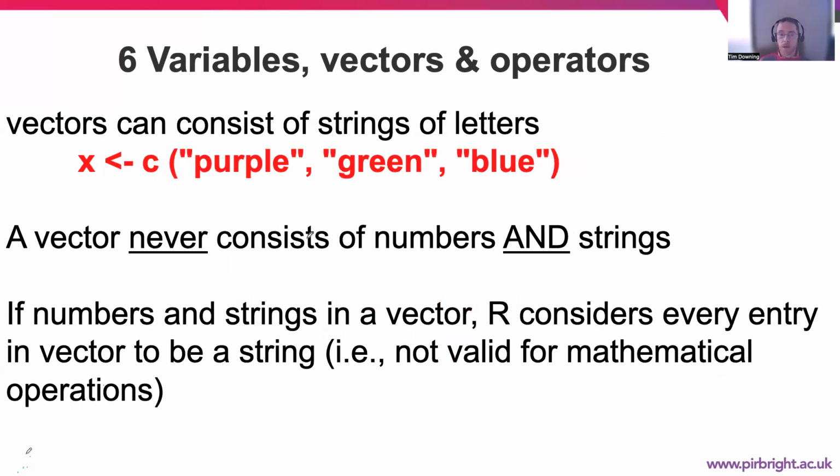Vectors can also be sets of strings. So we could have a vector containing purple and green and blue as strings like that. And these are not numeric, they're characters. And note that the quote type here is one that should work with the code that you're writing. You should avoid having a vector consisting of numbers and strings, because R will treat that entirely as just strings. It will not recognize that it is a number.